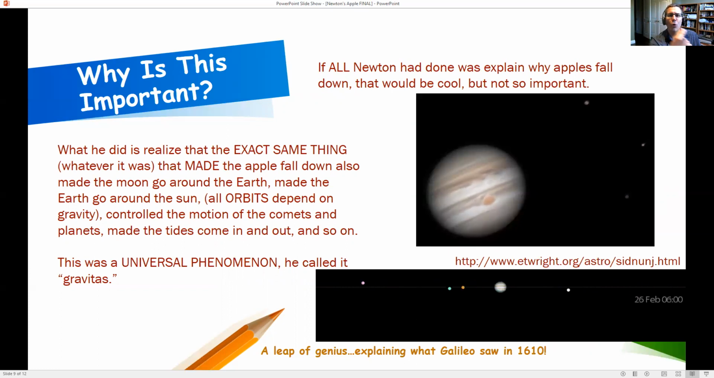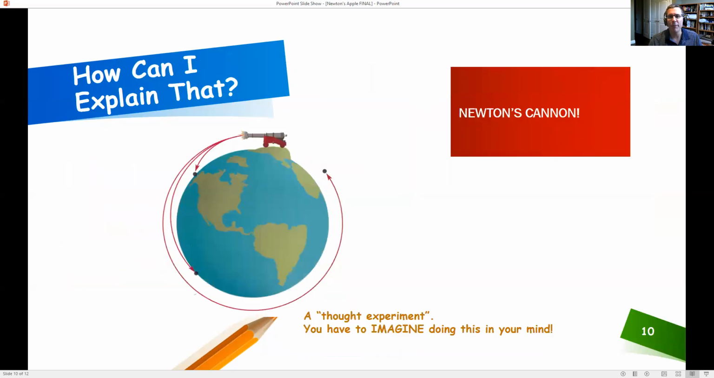Why do they go around these planets? Why are they stuck to the planets? Why do they not fly off into space? Newton was the person who worked out the why. This was a universal phenomenon, as I'm saying here, that he called gravitas. It's going on everywhere in the universe, and all inspired by the falling of the apple.